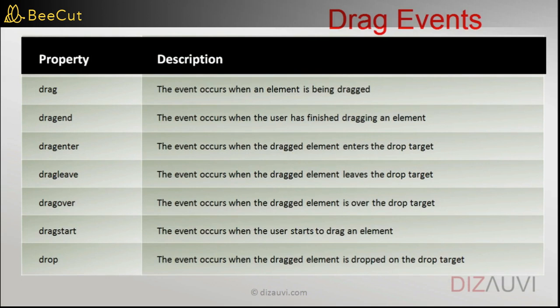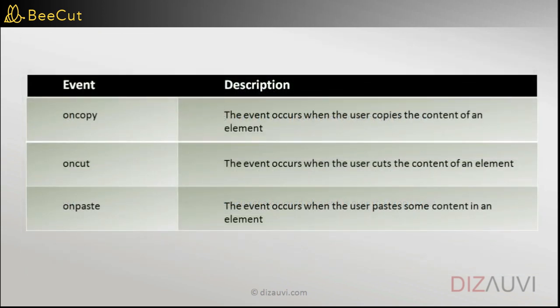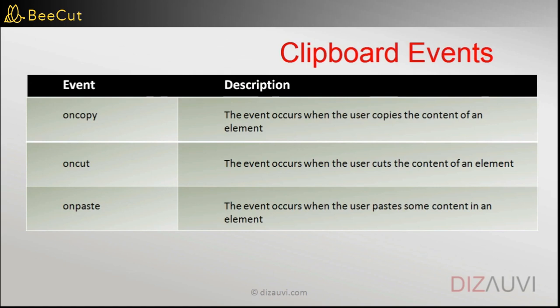Then there are other events like drag events, which get triggered when some object is dragged or dropped in an application. For example, if you want to drag an item and drop it into your shopping cart, that item should get added to your cart. We can implement that kind of functionality with such events. We also have clipboard events which get triggered when we copy, cut, or paste items in an application.